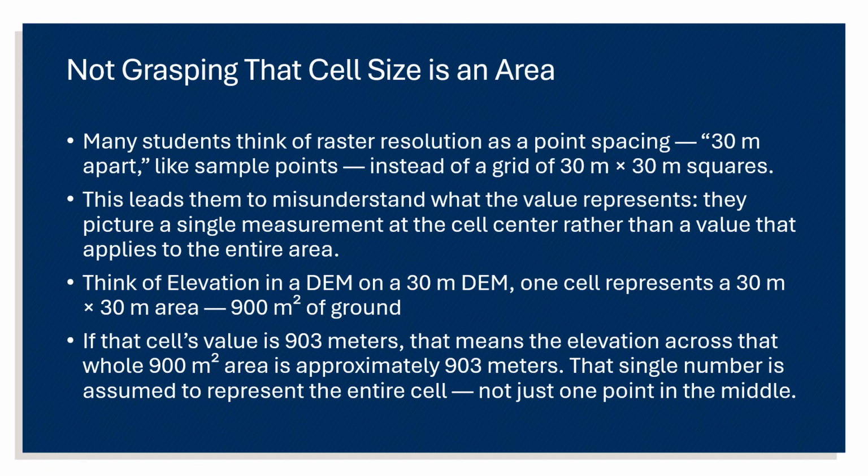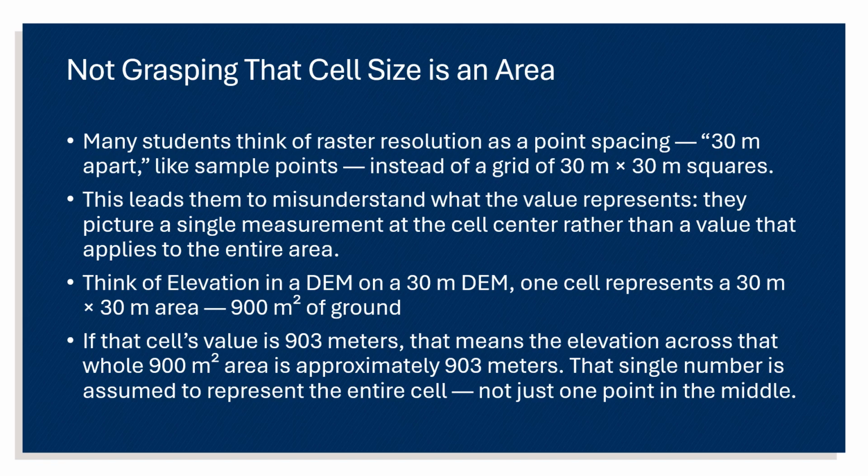Part of what causes this, I think, to some extent, is that students fail to grasp the idea that cell size refers to an area. Many students like to think of raster resolution as point spacing, like the data points are 30 meters apart, like sample points. But it's not that. It's a grid. It's a collection of 30 meter by 30 meter squares, columns and rows. And this leads them to misunderstand what the value really represents in that cell.